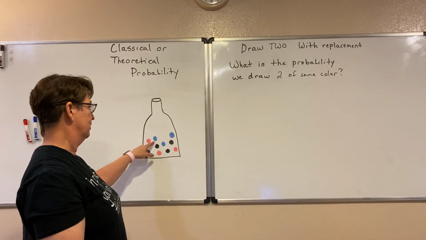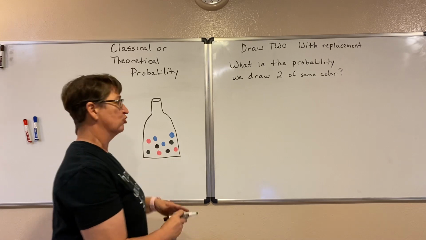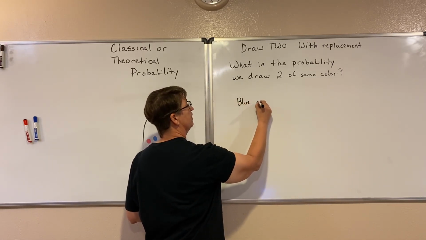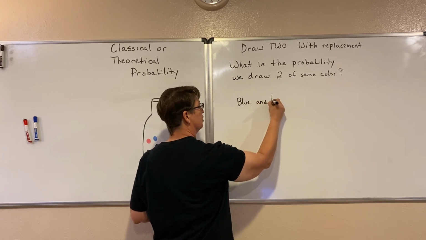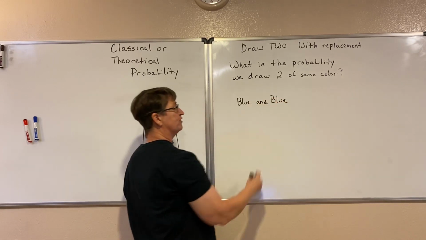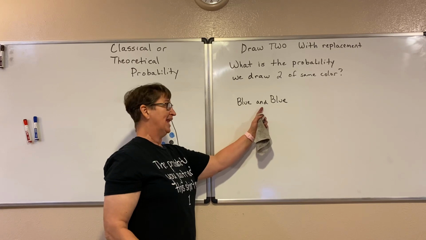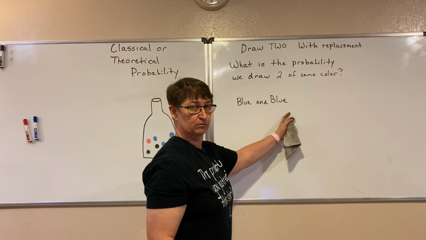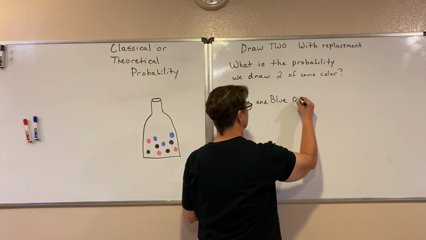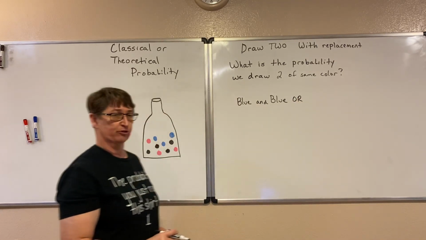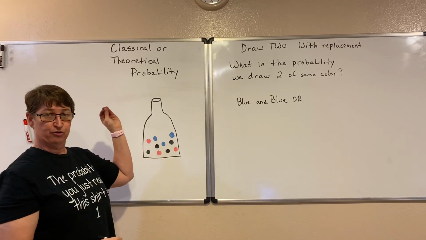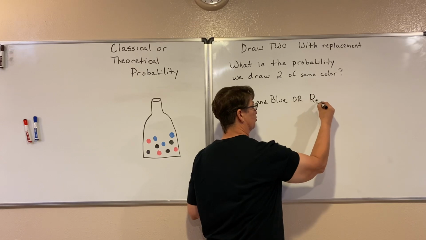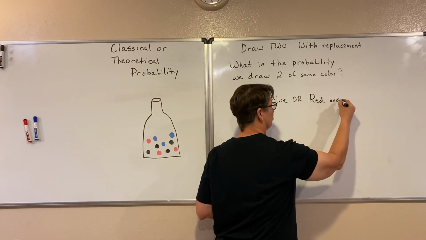Well, one color could be blue. And if I draw blue on the first one, in order for me to get 2 of the same color, then I'd have to get a blue on the second one. Notice I use that word "and," because I have to get a blue and a blue. Or, maybe I don't get a blue on the first one. Maybe I get a red on the first one. So another way to get 2 of the same color would be to get a red and a red.